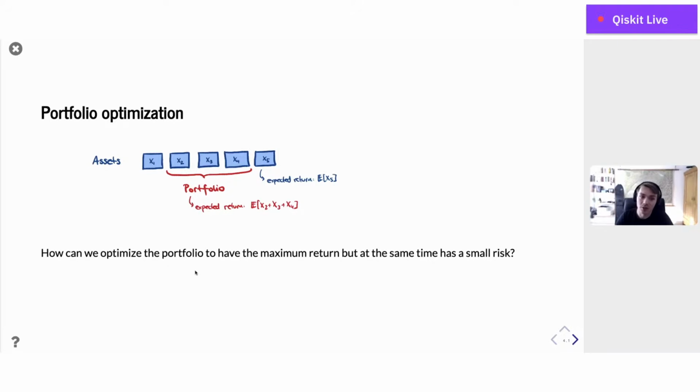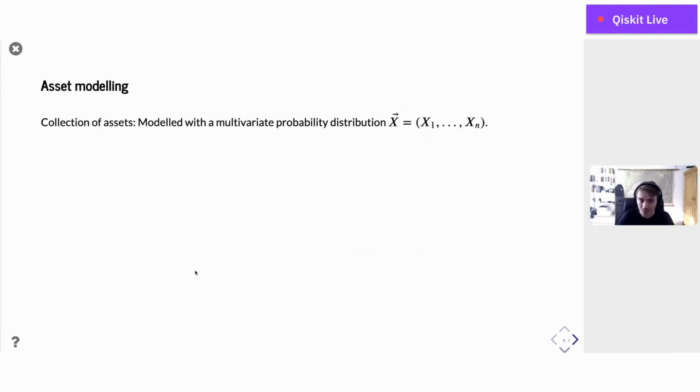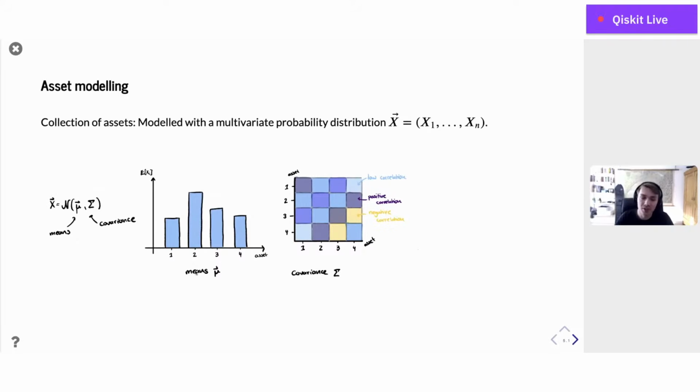And yeah, as I said, now the task is how can we find these assets that maximize the return, but at the same time have a very small risk. To answer that question, we first need to know how we model these assets. So usually these assets are modeled with a so-called multivariate probability distribution. For example, there's the so-called multivariate normal distribution, which we denote by this uppercase vector X. And that probability distribution is defined via a vector of means and via a so-called covariance matrix.